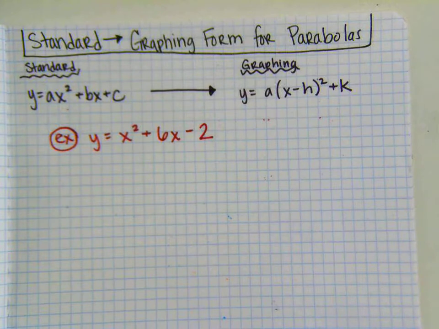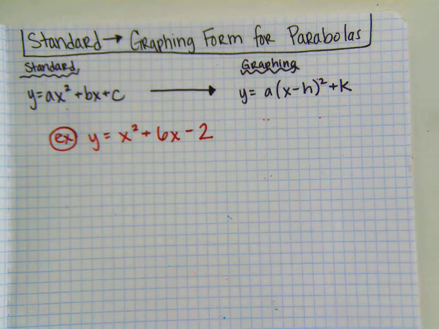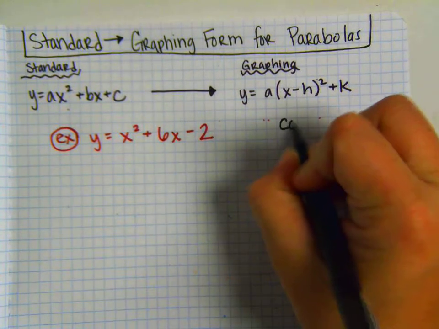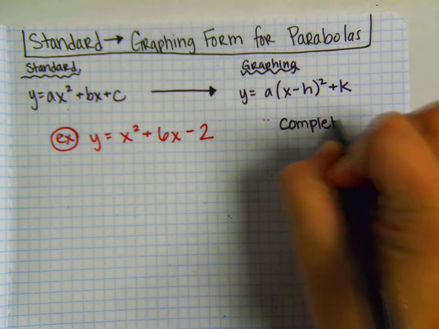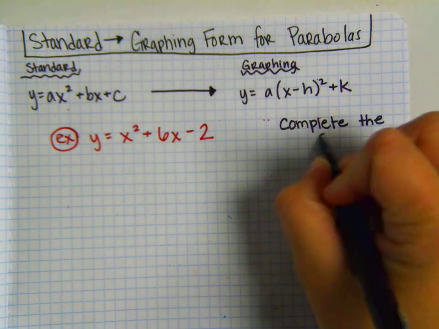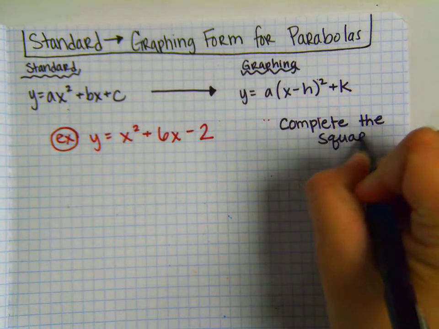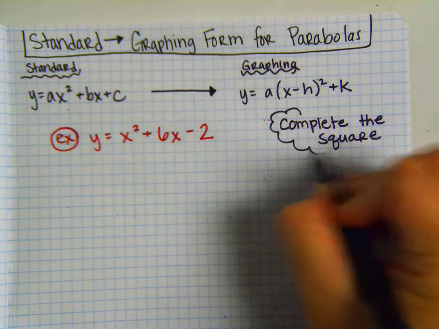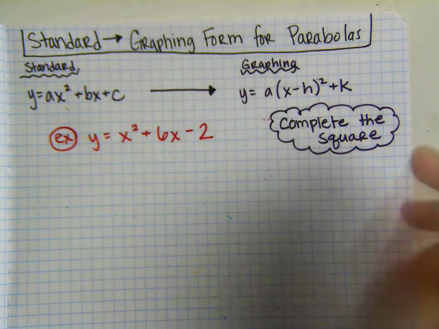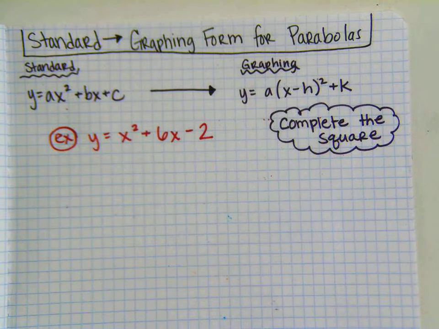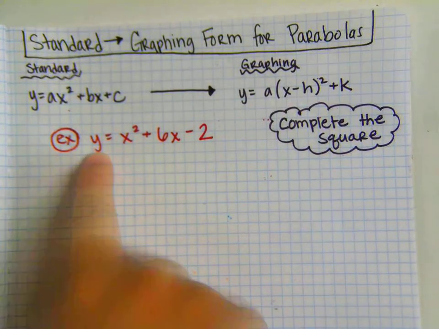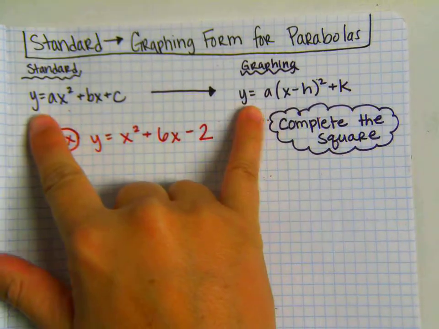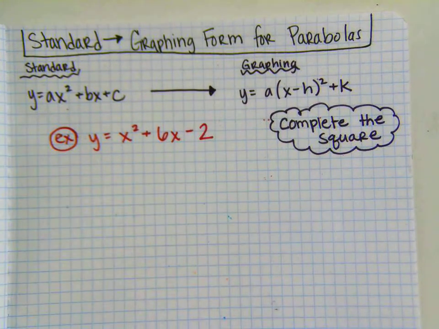So we're going to change y equals x squared plus 6x minus 2 into graphing form, okay? How we're going to do that is we're going to go through the steps of completing the square, okay? So we already know how to complete the square. So we're going to go through those same steps. The only difference this time is instead of changing the y to a 0, it's going to stay a y, because you'll notice that these both have y's in them. So we have to keep it a y, okay?